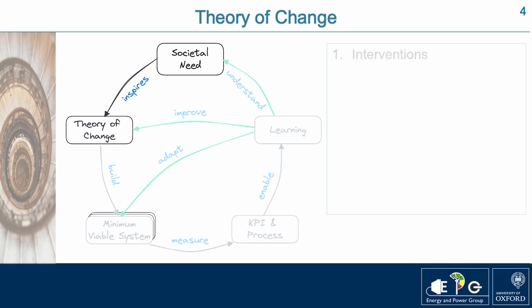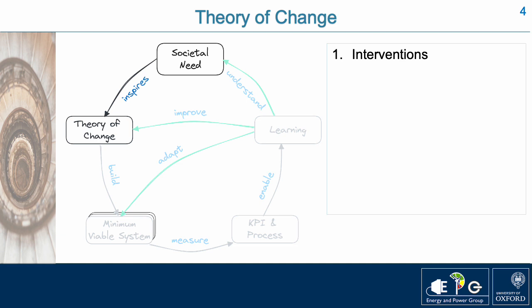Principle 1. Identification of interventions. The primary purpose in developing a theory of change is to clearly articulate the perceived interventions required to bring about the desired transformation. It also explains the hypothesis of why these interventions should be effective.